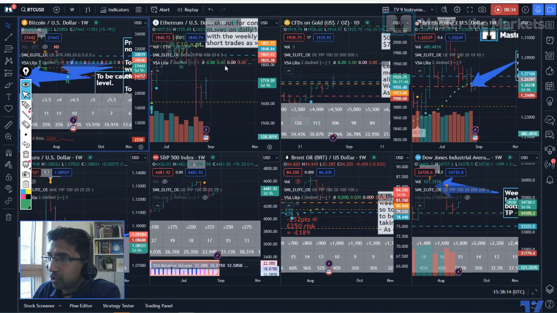So here we are traders on the 9 instruments that we look at. We usually do this on a Monday, but because of the bank holiday weekend we're doing it today. But taking a look, let's start off with Bitcoin very swiftly.